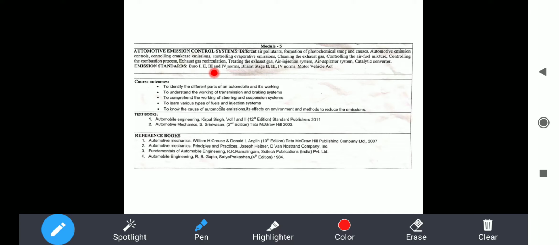Now we will go to control of evaporation emission. In yesterday's class I explained with the diagrams and each and everything in detail, but I am explaining now shortly because otherwise you cannot understand today's class. So in control of evaporative emissions, every vehicle has a fuel tank, petrol or diesel tank, from where the fuel is supplied to the engine, is it?